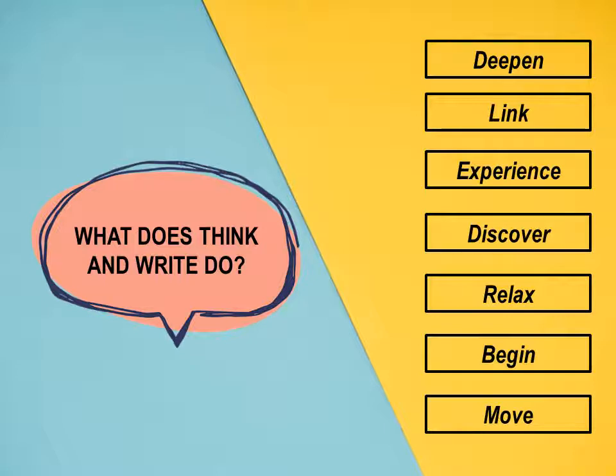With 1 minute of quiet reflection and writing, learners can, first, deepen their own understanding of the concepts learned. Second, link what they are learning with what they already know. Third, experience a moment of quiet energy as they reflect on what they've learned. Fourth, discover what they may still have a question about. Fifth, relax and take a break from interacting with other learners. Sixth, to internalize the information they are learning. And seventh, move the information into a long-term memory.